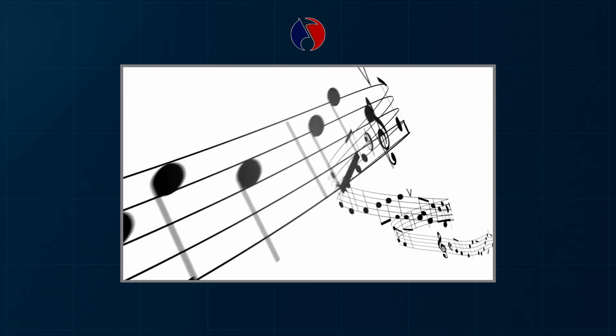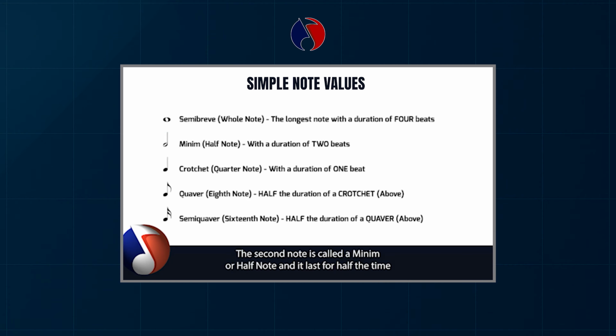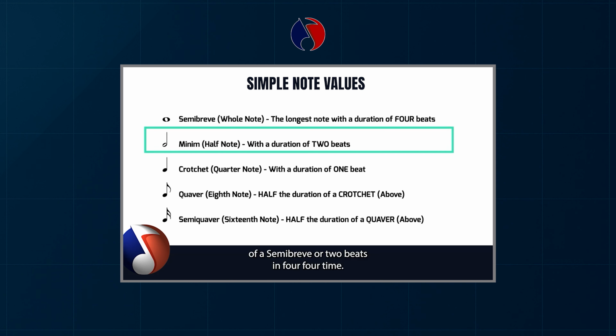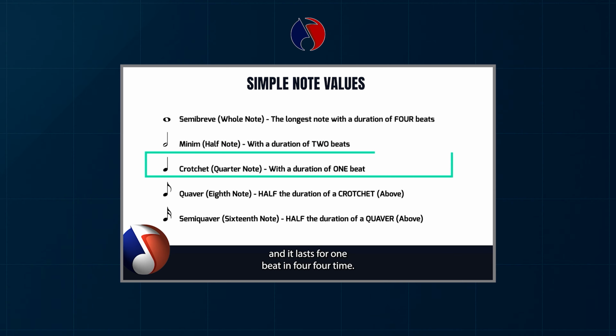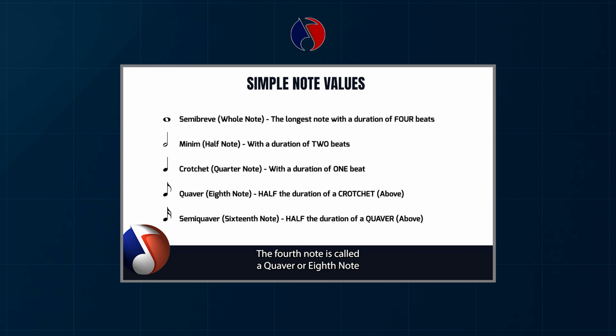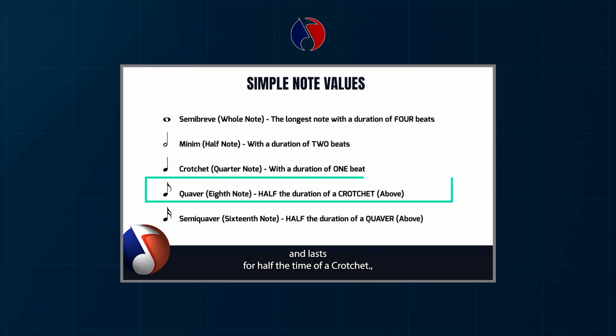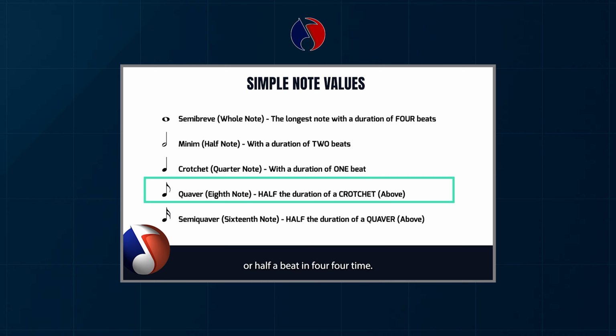detail later on. The second note is called a minim or half note, and it lasts for half the time of a semibreve, or 2 beats in 4/4 time. The third note is called a crotchet or quarter note, and it lasts for 1 beat in 4/4 time. The fourth note is called a quaver or 8th note, and it lasts for half the time of a crotchet or half a beat in 4/4 time.